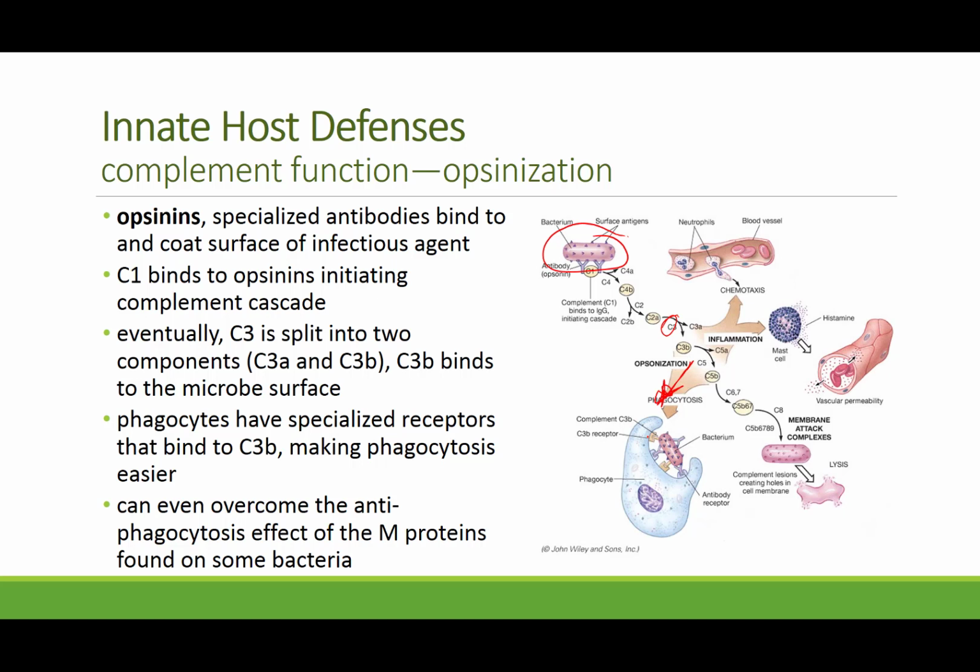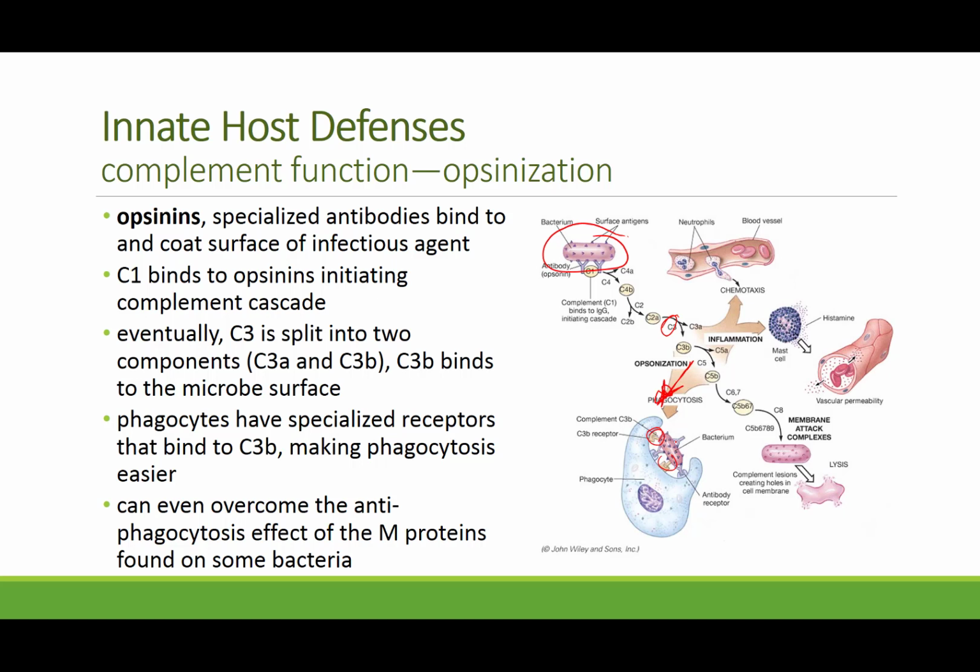Now, if C3b is bound to the microbe's surface, and so here it is, it's bound right there, then there are specialized receptors on phagocytes that can bind to C3b. And now we've adhered our phagocyte onto the bacterium using C3b as the means to connect them together. And once they've adhered, then it makes it easier for phagocytosis to occur.